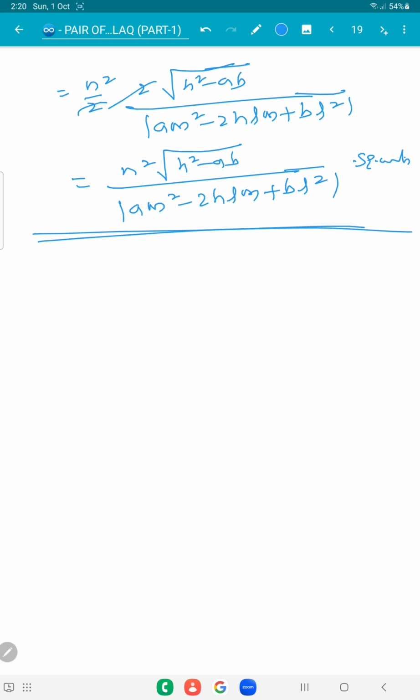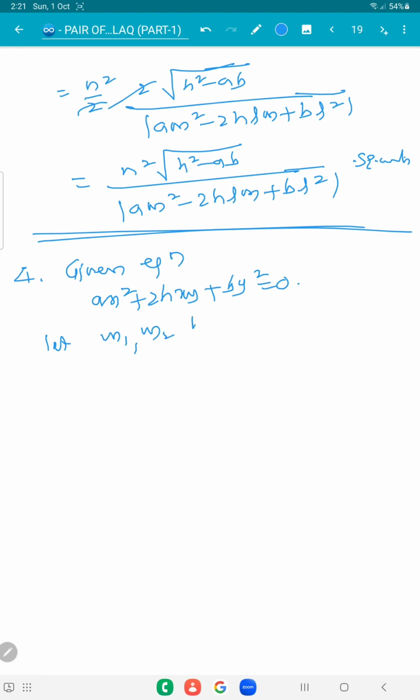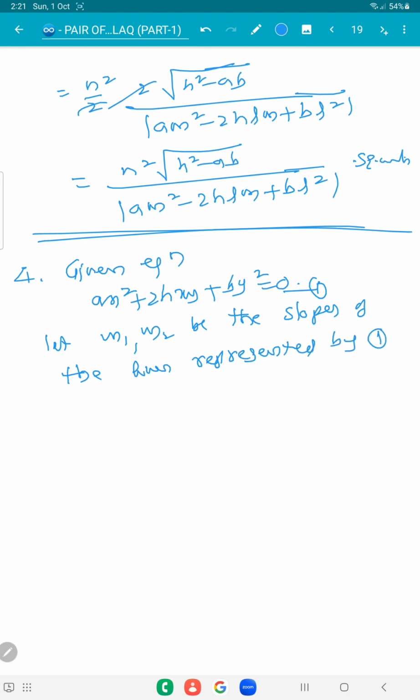Next theorem is the angular bisectors theorem. It is different from the remaining theorems. Let us understand. The given equation is ax square plus 2hxy plus by square is equal to 0. Let m1 comma m2 be the slopes of the lines represented by 1.